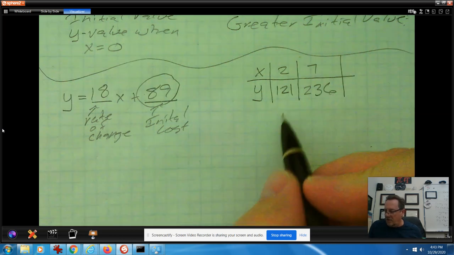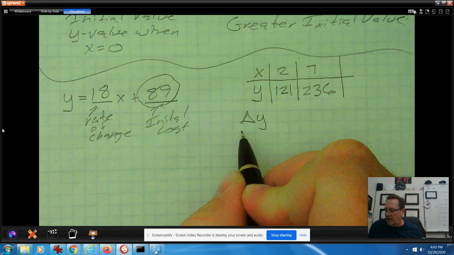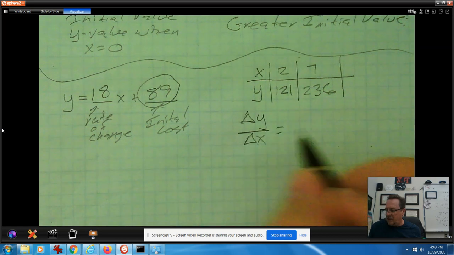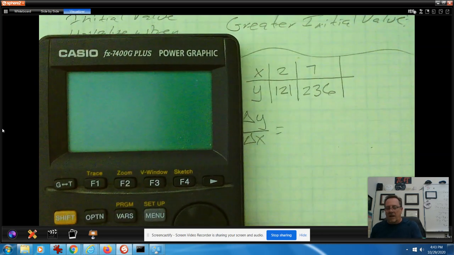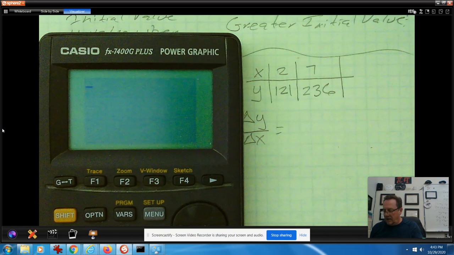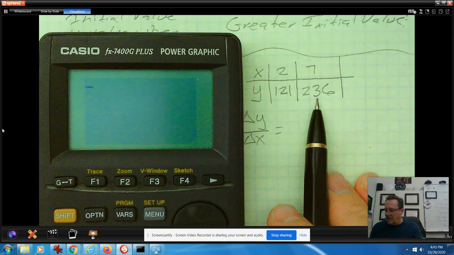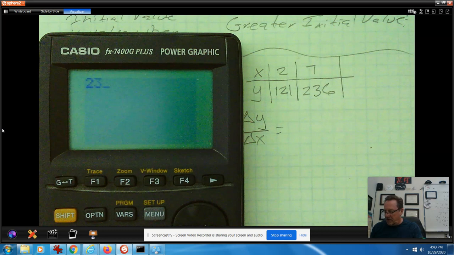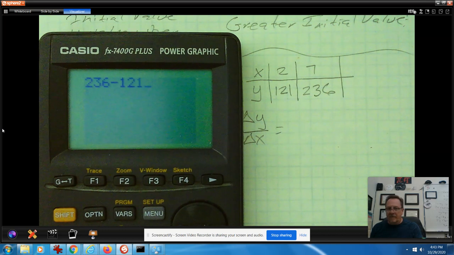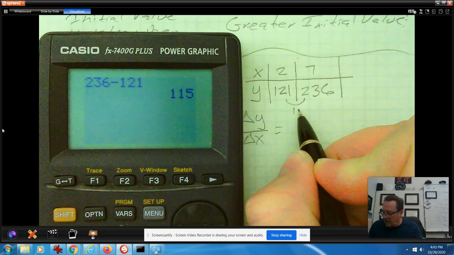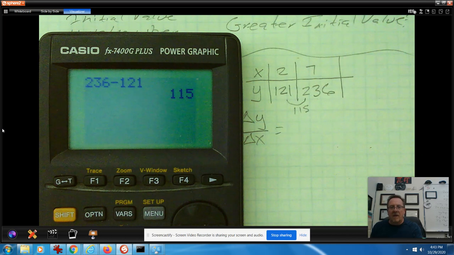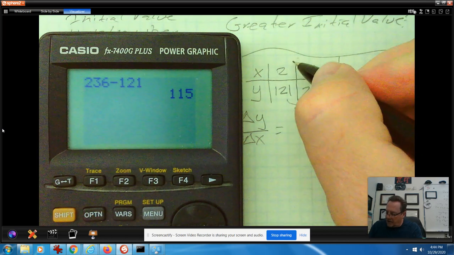And to do that, we know it's the change in y over the change in x. In this case, it's how far is it from 121 to 236, and we can do that on our calculators if you'd like. The easiest way is to take this number and subtract that one. So 236 minus 121 is going to be a change of 115. So this difference is 115. And the change in x is a little bit easier to find.